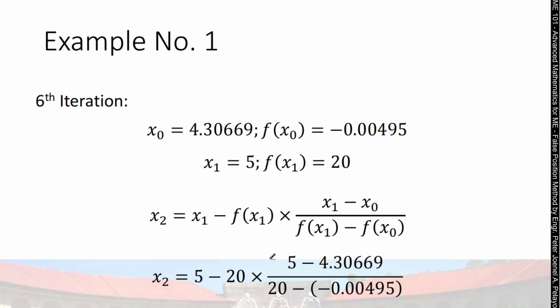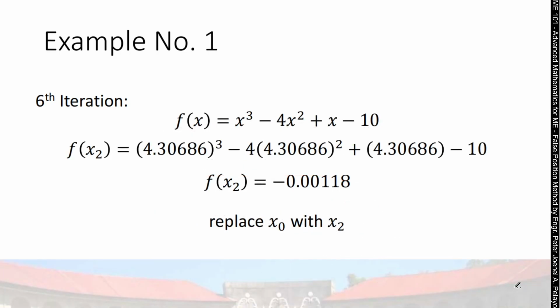And then, sixth iteration. So, X0, 4.30669. X1, 5. f(X0) natin is negative 0.00495. Ito yung mga nakuha natin from previous iteration. Ito, nagstay lang siya. X2 is equal to X1 minus f(X1) times X1 minus X0 all over f(X1) minus f(X0). So, X2 natin is equal to 5 minus 20 times 5 minus 4.30669 all over 20 minus the quantity negative 0.00495.